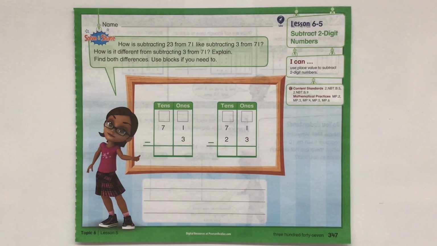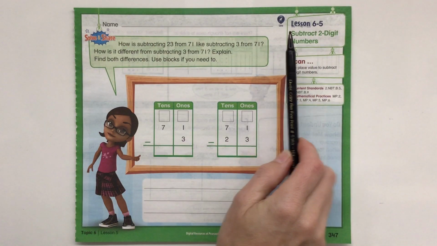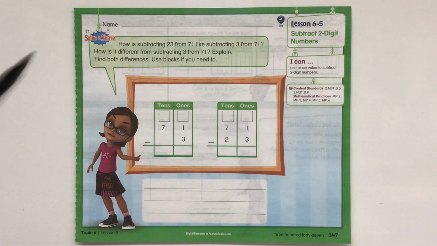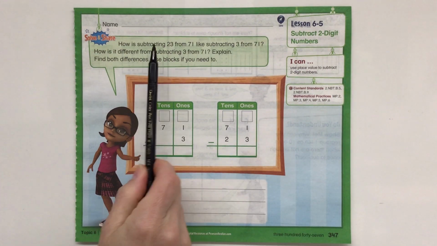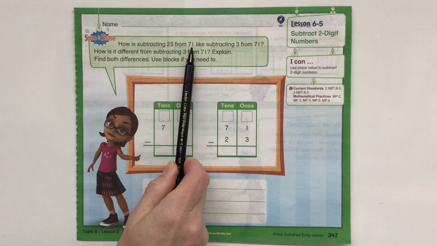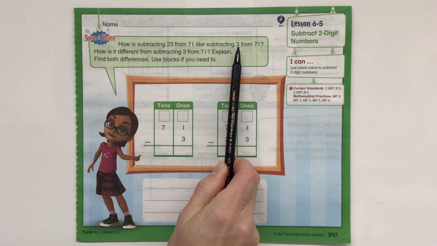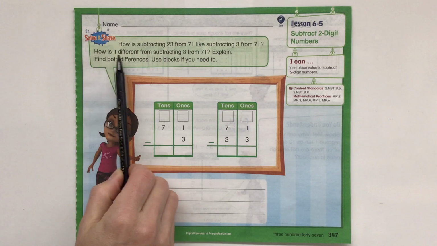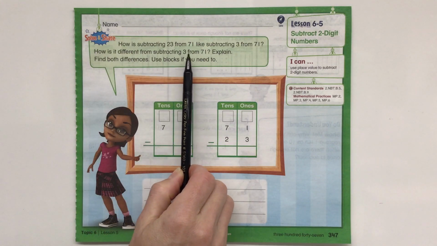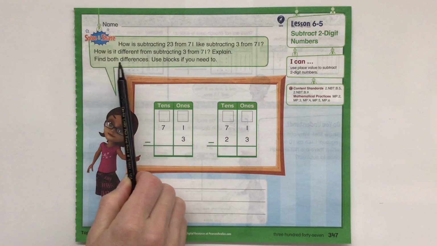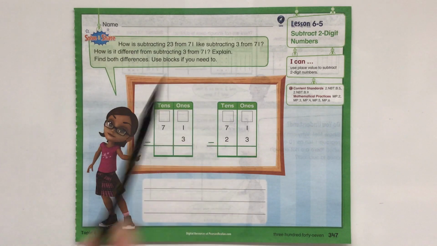Right, this is second grade math, lesson 6-5, subtracting two-digit numbers. So we're just following up from our lesson that we had yesterday. How is subtracting 23 from 71 like subtracting 3 from 71? How is it different from subtracting 3 from 71? Explain. Find both differences. Use blocks if you need to.